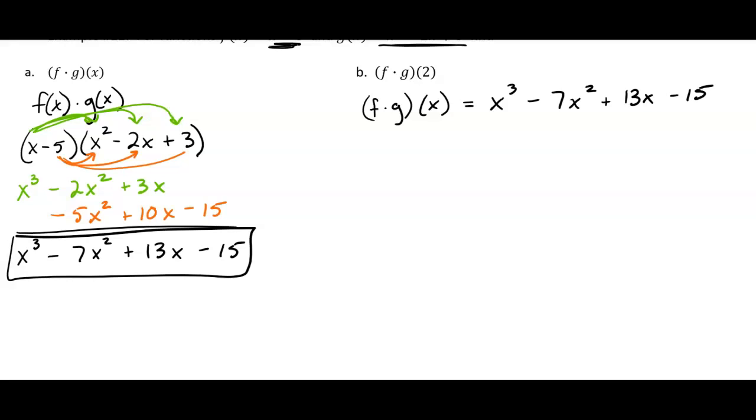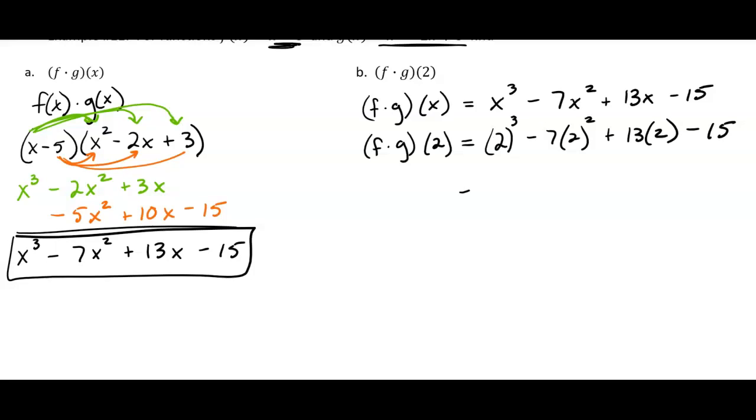Now on part B, they want us to evaluate that at 2. So f times g of 2. So what you do is you put a 2 in for all the x's. So 2 cubed minus 7 times 2 squared plus 13 times 2 minus 15. Okay, so we follow the order of operations, do exponents first. 2 cubed is 8. Now you might be saying, wait a minute. What about the parentheses? The parentheses here are just indicating multiplication.